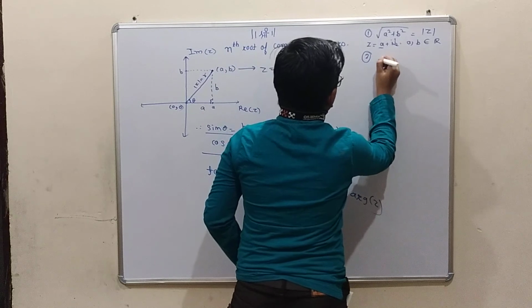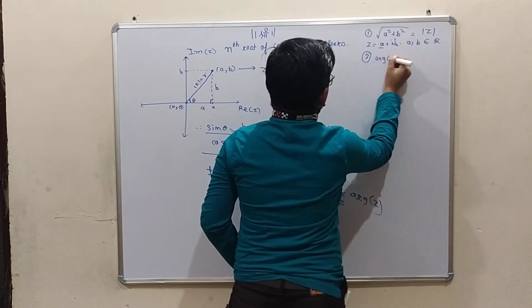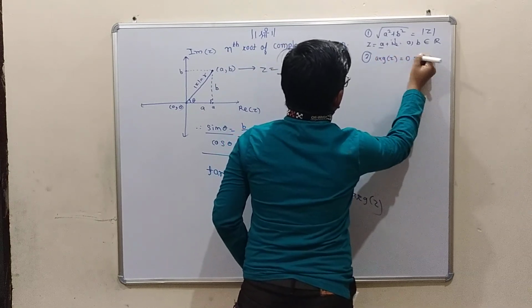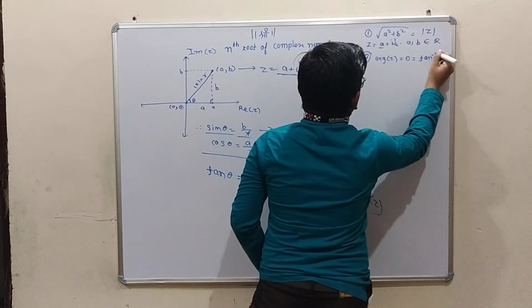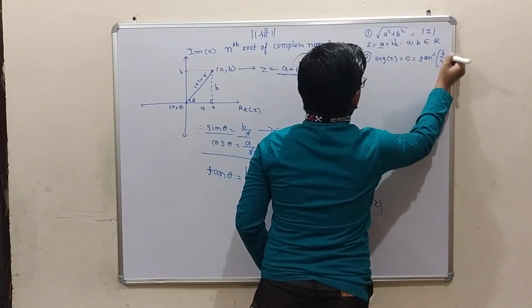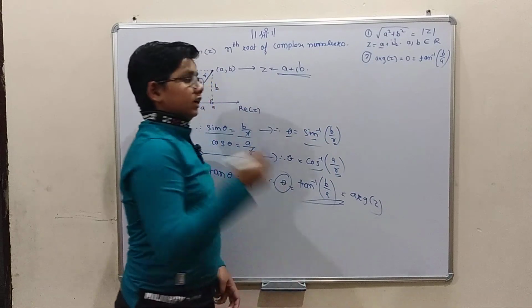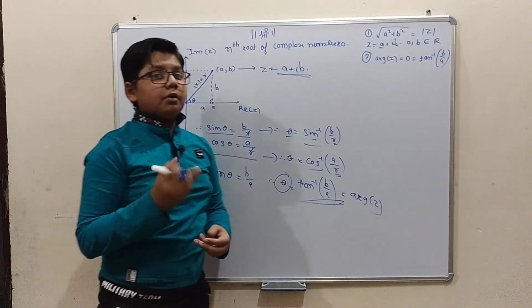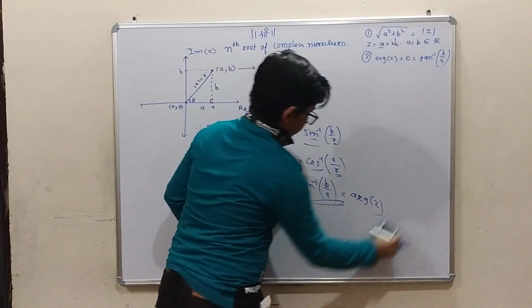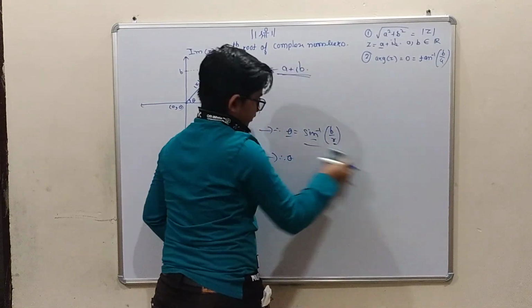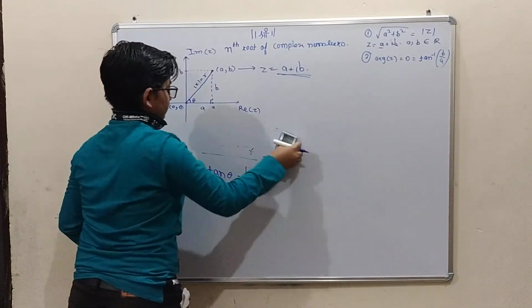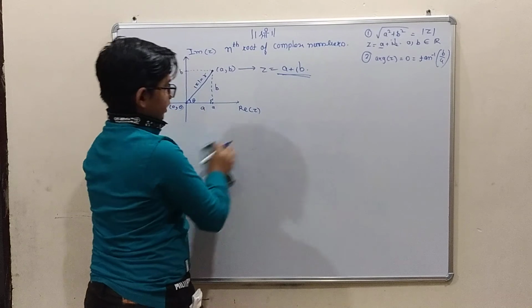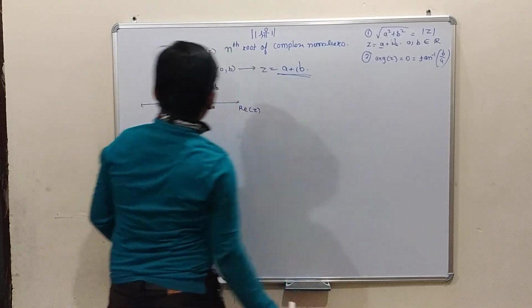Second, the argument of z, which equals theta, is equal to tan inverse b by a. This is the second. Now what is the third? The polar form of the complex number. Now we have to find the polar form of the complex number.